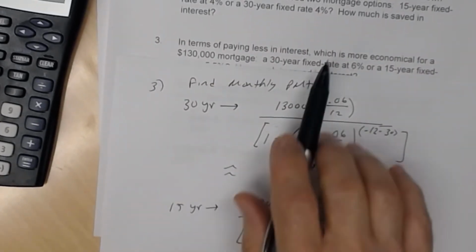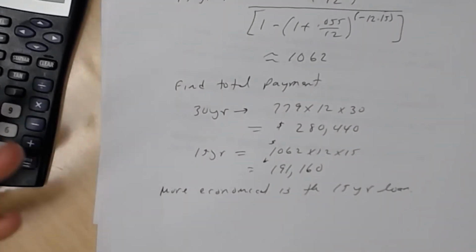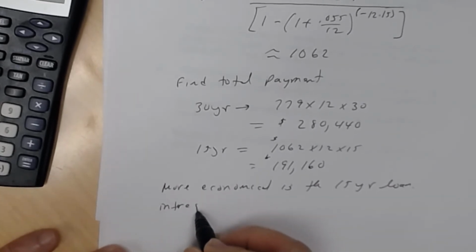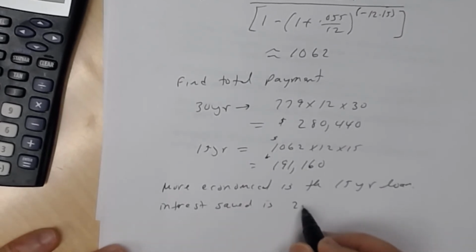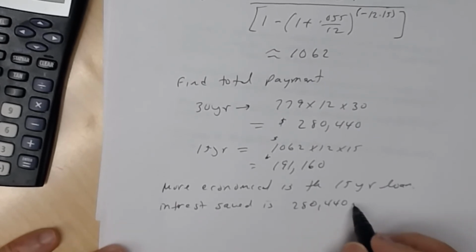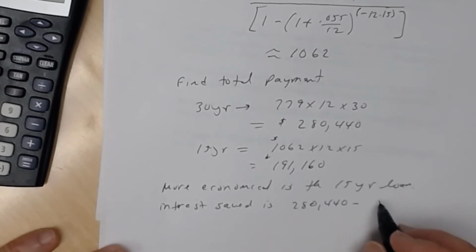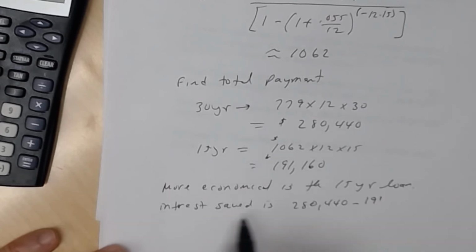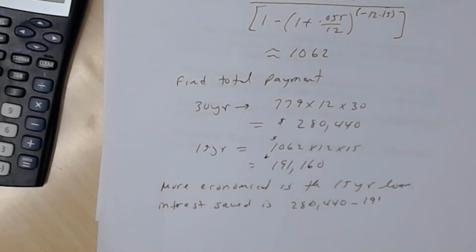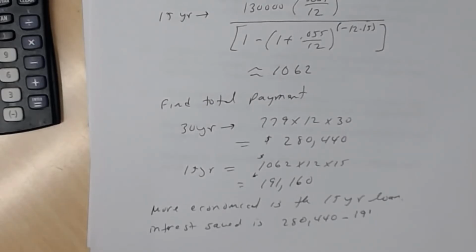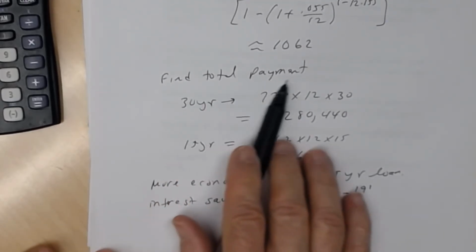And then they want to know how much is saved in interest. Okay? Well, it's just like number 2. So interest saved if you did the 15 would be $280,000 minus $191,000. Oops. Okay. Well, I'm sorry. Okay, so remember, we got to find the total interest next. I forgot to do that. So let's do that. So be careful because remember, that's not the interest, that's the total payment.